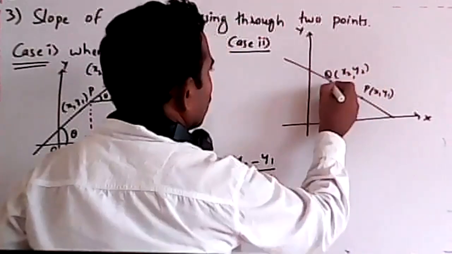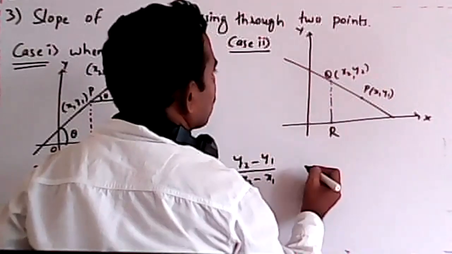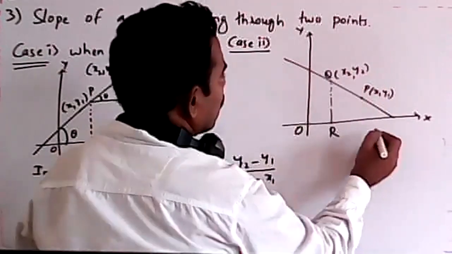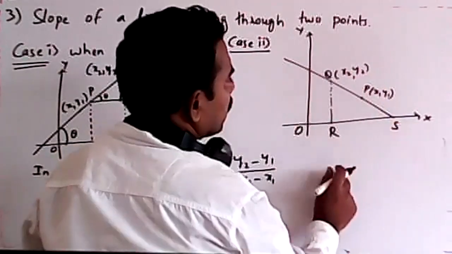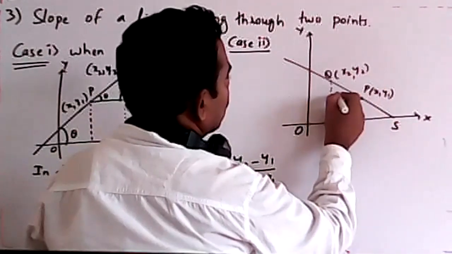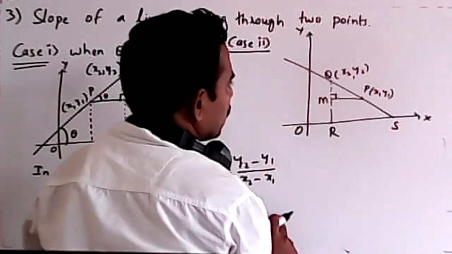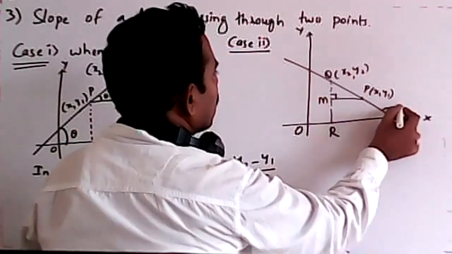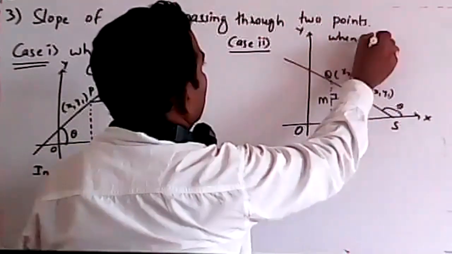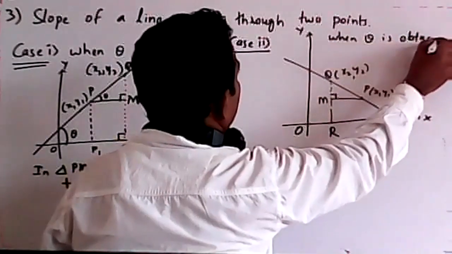And from Q I will draw a vertical line, which meets at R. Let me call this O, this P, Q, R. And from here I'll put a perpendicular. Let me call this M. If this is the angle theta, it is obtuse. Case 2, when theta is obtuse.